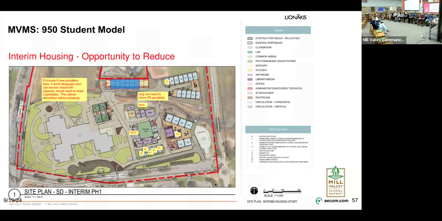And similarly, if we apply this model, there's an opportunity to also reduce the interim housing needs on this site. That combined with some operational alternatives the district is looking at could reduce the amount of interim housing on the site considerably. That's how the sausage is made. You don't have to dig in too deeply, but know that it has the potential to save $3 million or so if we can reduce that.